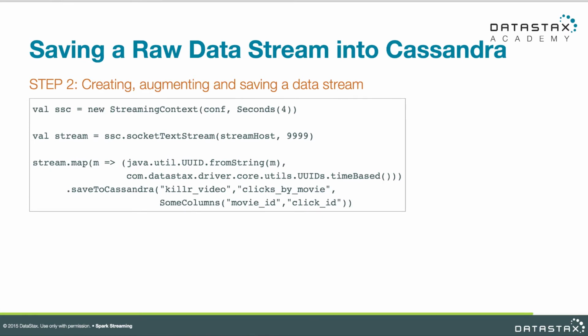Since remember in our schema, we have the movie UUID and then a timestamp to make it unique, and that timestamp is a time UUID. We're going to use a method in the Cassandra Java driver to generate a time UUID and return that from the map function. Then the RDD generated by that mapping is saved to Cassandra, and its columns mapped to movie ID and click ID. We've then saved an input stream into Cassandra, and that table will continuously fill up with the clickstream data that's coming in on the input stream.